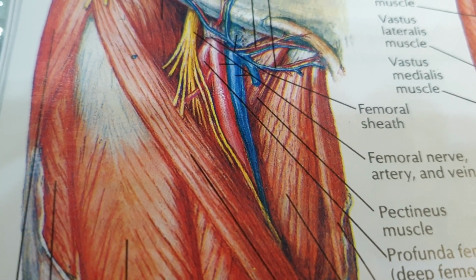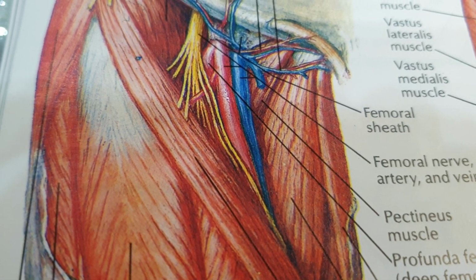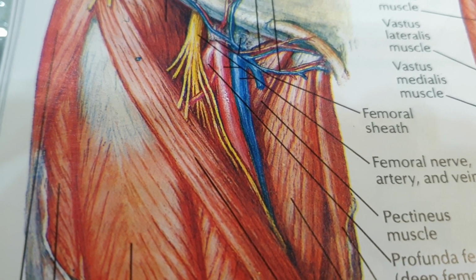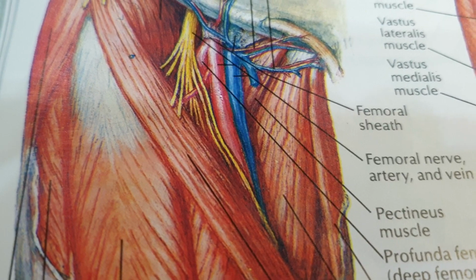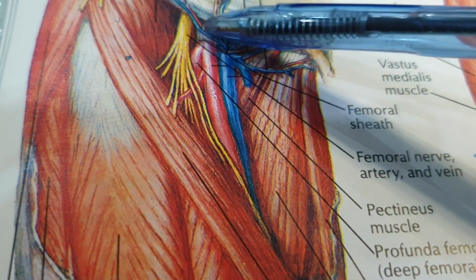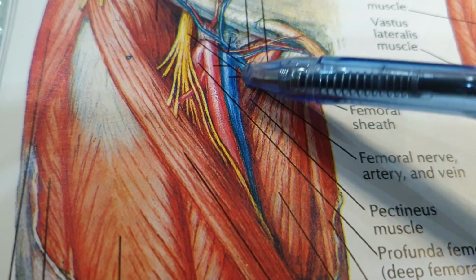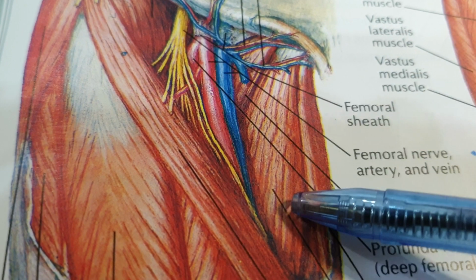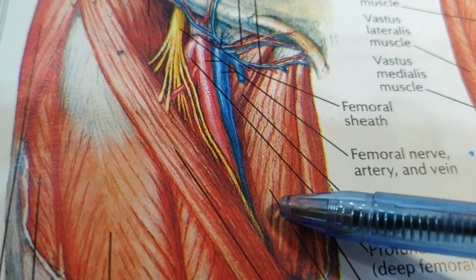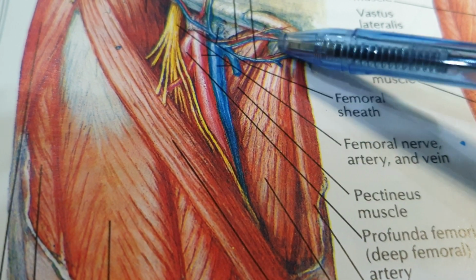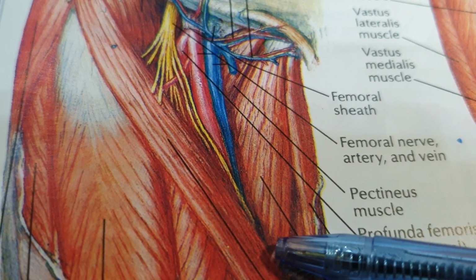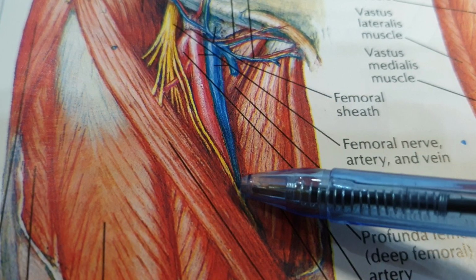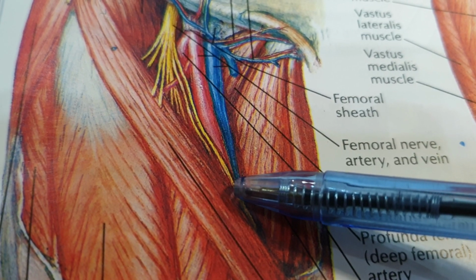So in the thigh, the posterior relations of the femoral artery will be, first of all, the posterior wall of the femoral sheath. Then comes the psoas major, which will be somewhere over here. Then comes the pectineus muscle. Then comes the adductor longus. As you know, the adductor longus and the sartorius form the apex of the femoral triangle. So this is the point where the femoral artery will end.